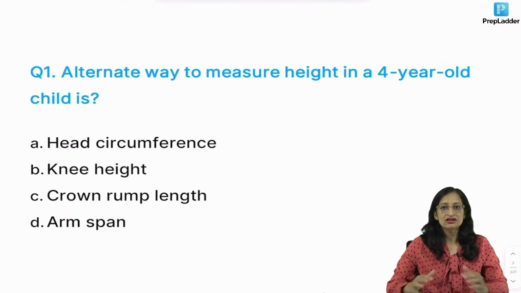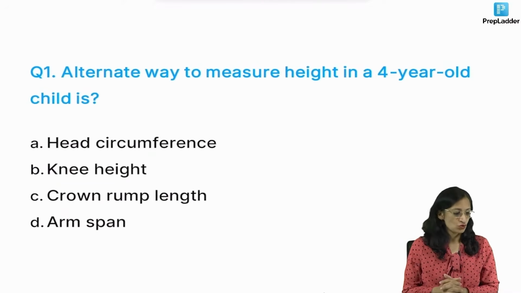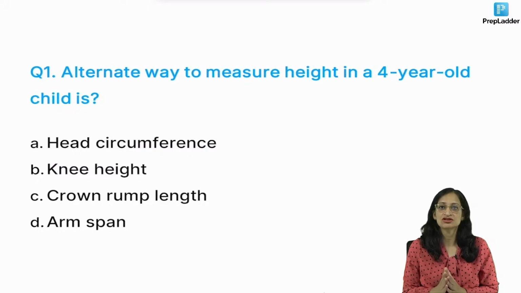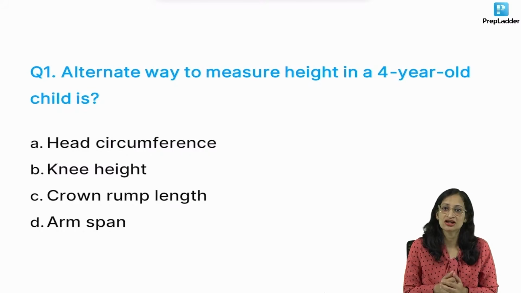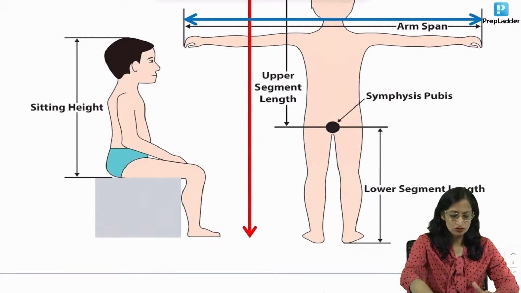So the alternate way to measure height in a 4-year-old child is, right? Is it head circumference, knee height, crown rump length or arm span? I am sure most of you have marked it correctly. It cannot be head circumference, as head circumference usually does not give you a very good idea about how much the height of the child is going to be. Now knee height, there's nothing called knee height as such, but there is something called sitting height.